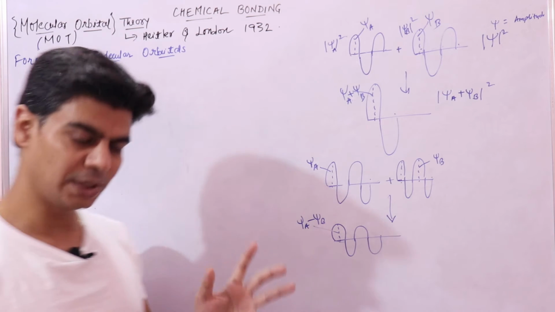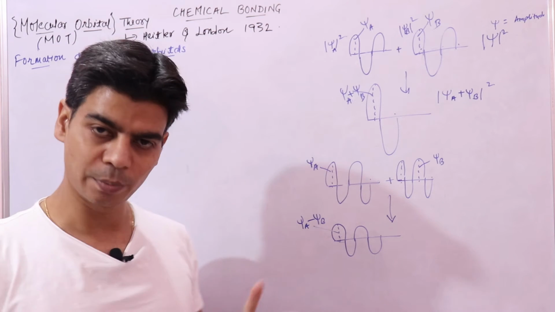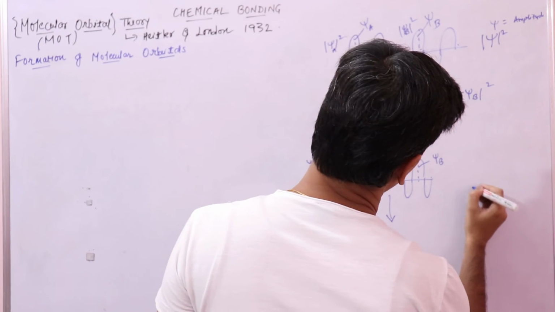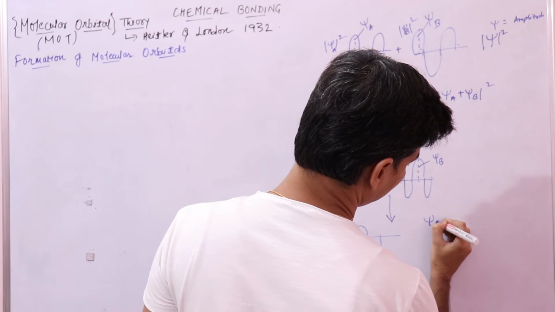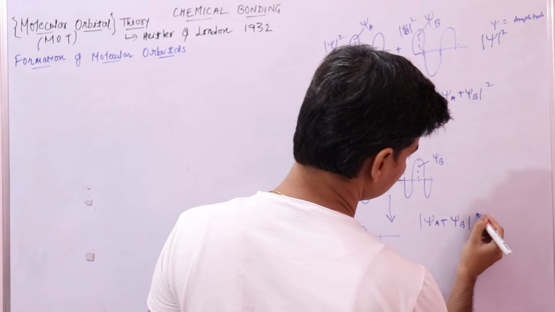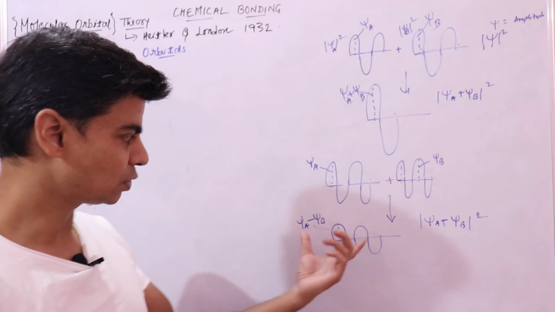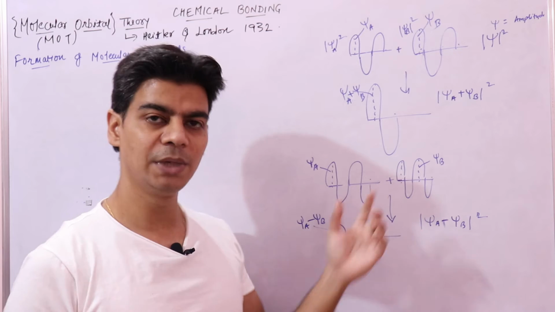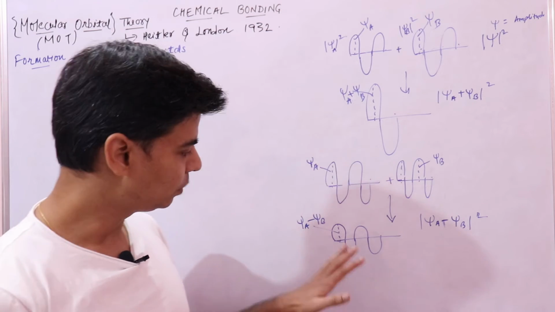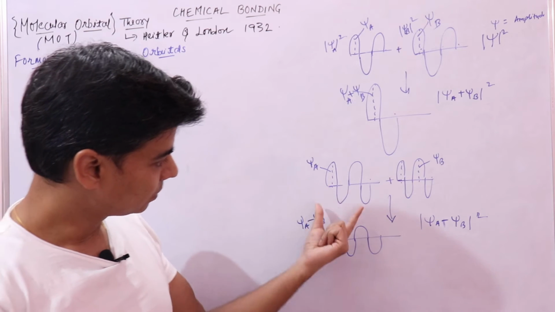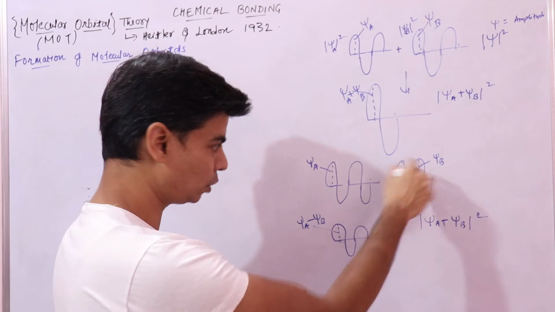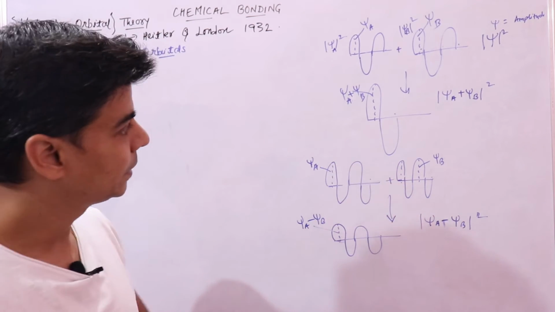So what would be the probability of finding the electron in this newer orbital, which is smaller compared to these two orbitals? It would be psi A minus psi B, whole square. Why minus? Because when these two waves meet destructively, we get a smaller wave. The amplitude of that smaller wave we get by subtracting one wave from the other: psi A minus psi B.